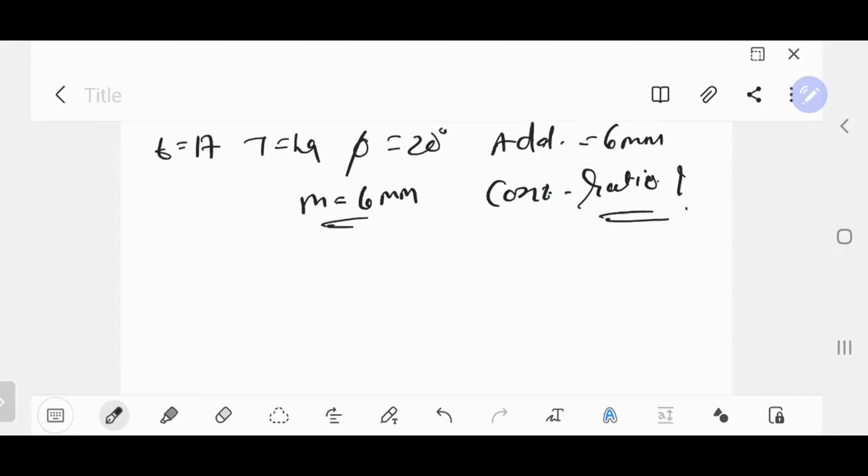Okay, contact ratio. So I'm starting this numerical from the downside so that you can understand this thing properly. We need a contact ratio. Do you remember the equation for the contact ratio? If you don't remember, then don't worry. I'm writing over here.